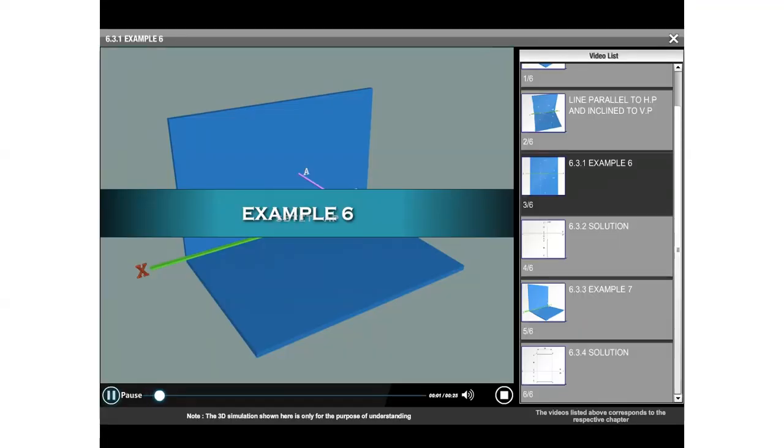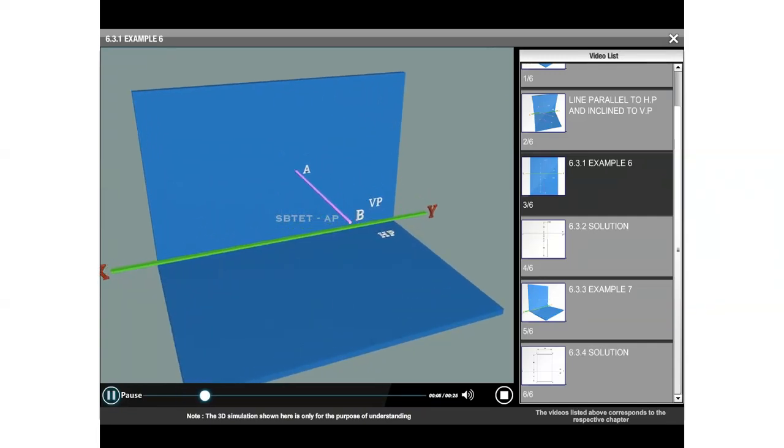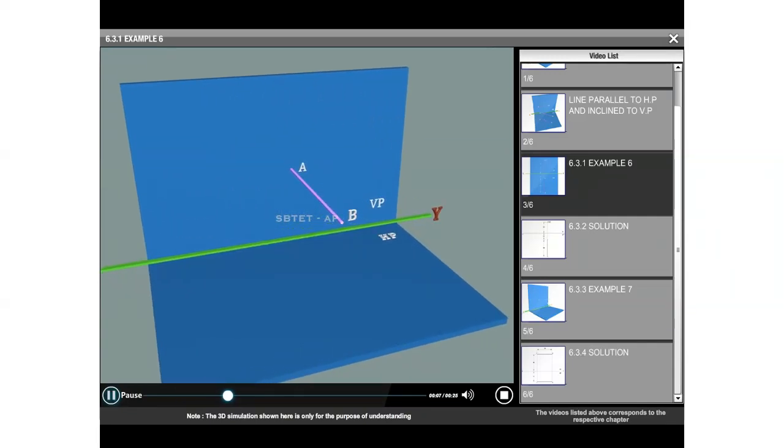Example problem 6. In this, the line AB is of length 40 mm and is perpendicular to VP and parallel to HP. One end A is 15 mm in front of VP and the line is 25 mm above HP.